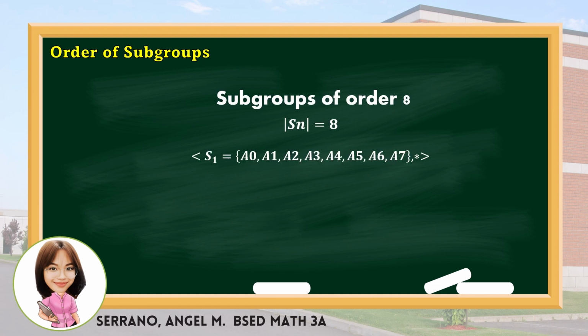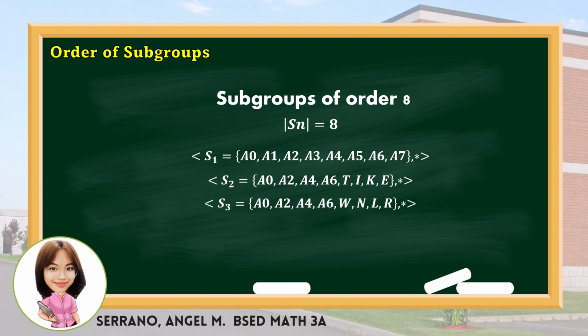We have the group S sub 1, which contains the elements A0, A1, A2, A3, A4, A5, A6, A7 under binary operation star. Then next we have the group S sub 2, containing the elements A0, A2, A4, A6, D, I, K, E under binary operation star. We have next the group S sub 3, which contains the elements A0, A2, A4, A6, W, N, and R under binary operation star.